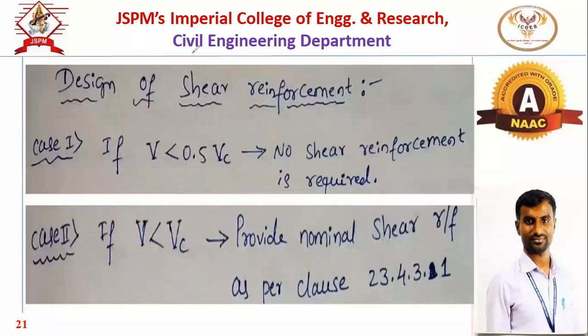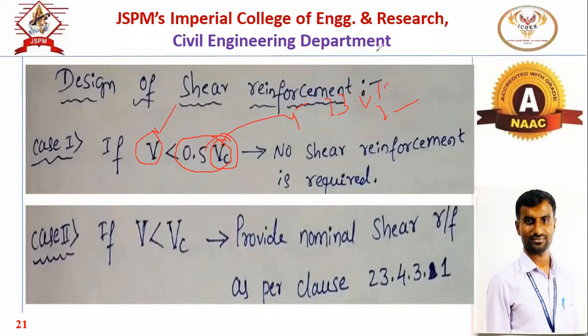Now, when the shear force developed is less than 0.5 Vc, the critical shear resistance, then there will be no need of shear reinforcement. This Vc we have to find out from the clauses for cracked and uncracked sections, clause 23.4.1 and 23.4.2. From those two clauses, we have to find out the critical shear resistance.